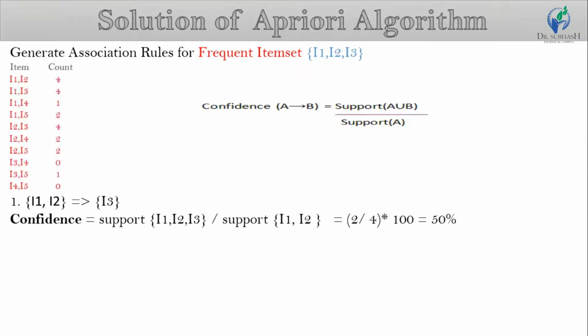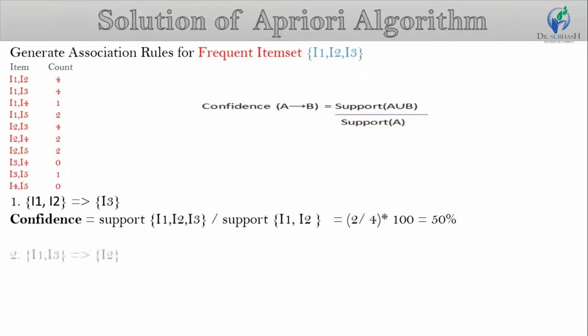The number of times I1, I2, I3 occur together is 2 times and I1, I2 occurs 4 times. So the answer is 50% here. We multiply the answer by 100 because we find confidence as a percentage value, not as a decimal.